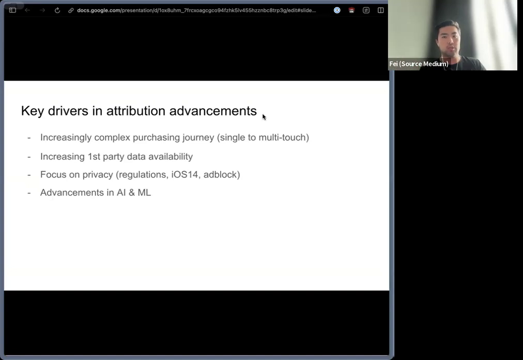So that also gives the brand a lot of potential and possibility in terms of starting to own some of this attribution in-house. And then, of course, there's this focus on privacy, whether that is regulations or iOS 14 or ad blockers. And last but not least are all of the advancements in AI and machine learning that have been happening, that now make this easier, but also more customizable for the brand without an army of data scientists.